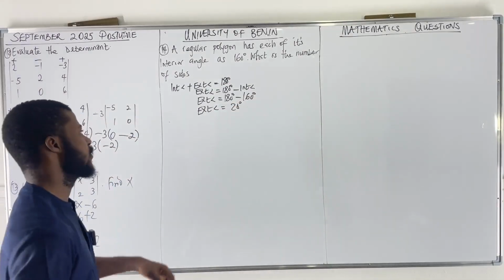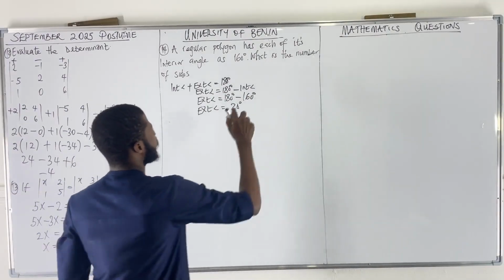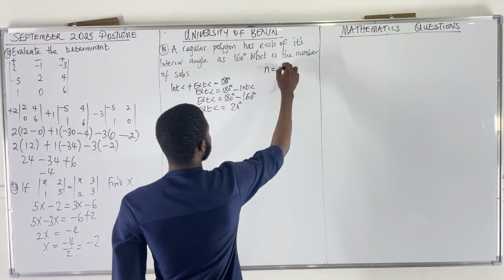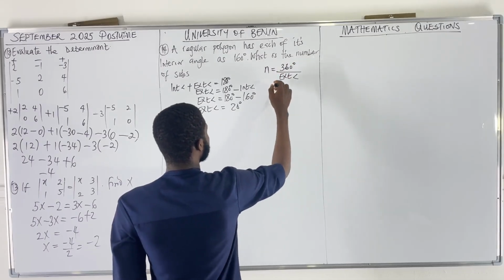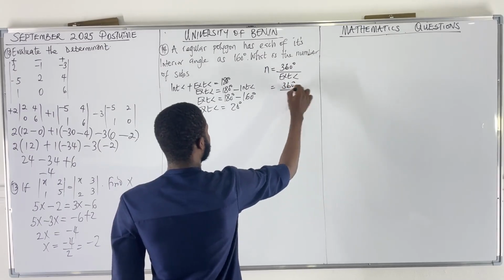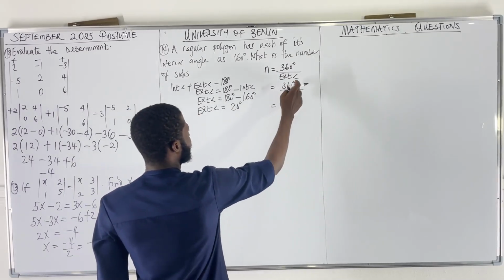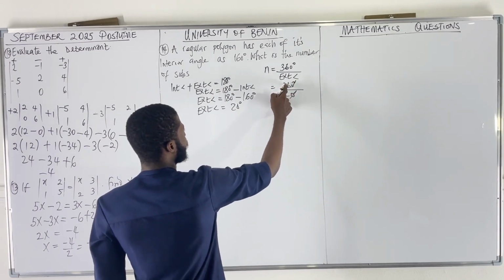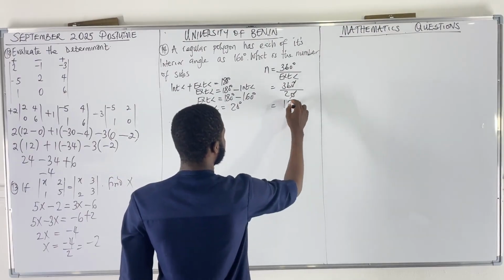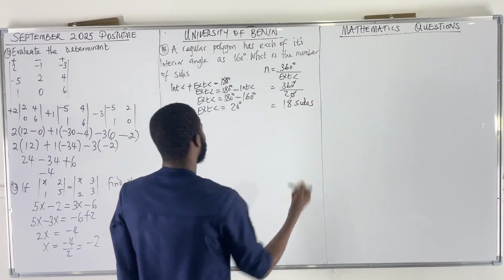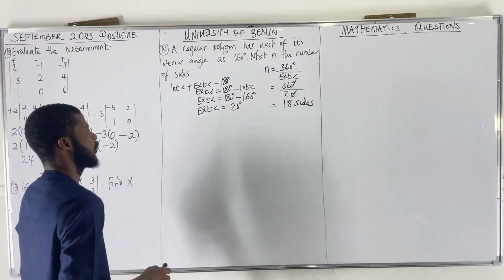Now, even though this does not directly answer my question, here's how it's going to answer my question. The number of sides is 360 degrees divided by the exterior angle. So we're going to have 360 degrees divided by the exterior angle, which is 20. Now, when 0 cancels 0, 36 over 2 is 18. So this is 18 sides. And that will just be the answer to that very question. So that's not a difficult one.